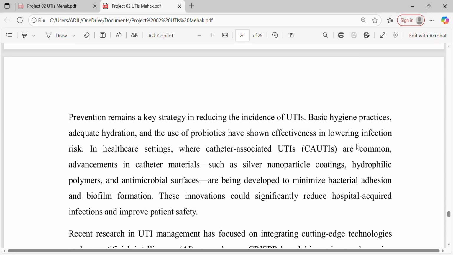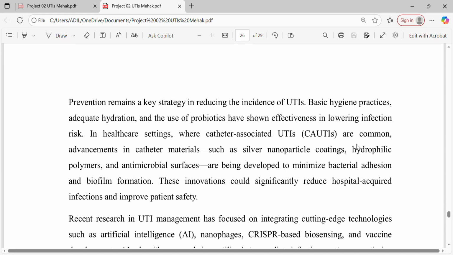Prevention remains a key strategy in reducing the incidence of UTIs. Basic hygiene practices, adequate hydration, and the use of probiotics have shown effectiveness in lowering infection risk. In healthcare settings where catheter-associated UTIs are common, advancements in catheter materials such as silver nanoparticle coatings, hydrophilic polymers, and antimicrobial surfaces are being developed to minimize bacterial adhesion and biofilm formation. These innovations could significantly reduce hospital-acquired infections and improve patient safety.